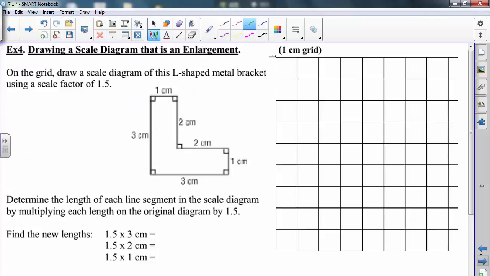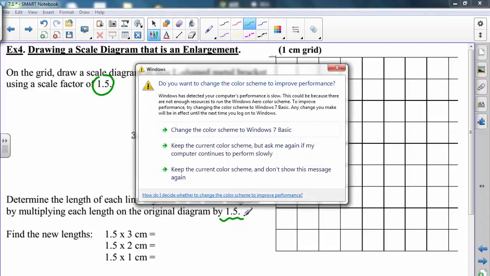Let's look at example 4. Draw a scale diagram that is an enlargement. On the grid, draw a scale diagram of this L-shaped metal bracket using a scale factor of 1.5. Let's determine the length of each line segment in the scale diagram by multiplying each length on the original diagram by 1.5 first. Find the new dimensions.